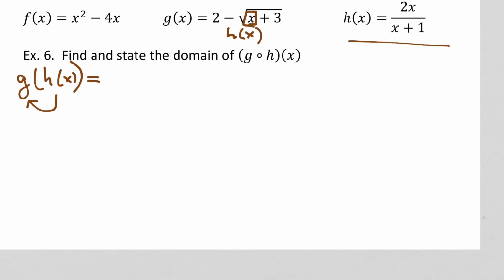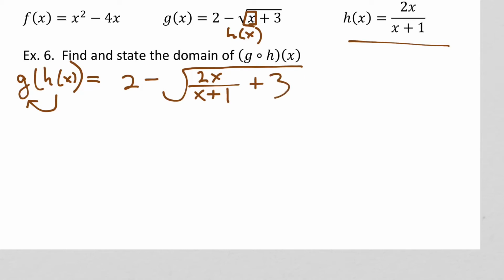And this is what h of x looks like. So we're going to have this function here that says 2 minus the square root of 2x over x plus 1 plus 3. Now let's go ahead and simplify that a little if we can. Now, is there anything reasonable to do to this? Let's turn that inside part, which is a rational function because we have x's in the denominator, into one fraction.